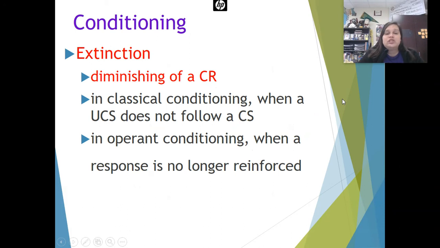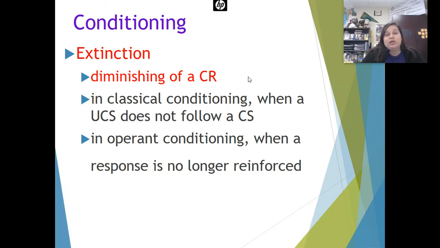Now, if he were to continuously ring that bell but not bring out any food, eventually the dog would say, "What's going on here?" Now, he wouldn't say it. There's nothing conscious that's happening here. This is actually involuntary. But eventually, the association would go away. It would diminish, the diminishing of a conditioned response. And we call this extinction.